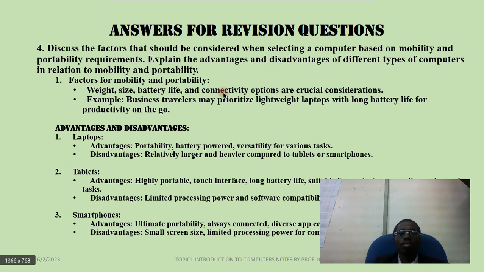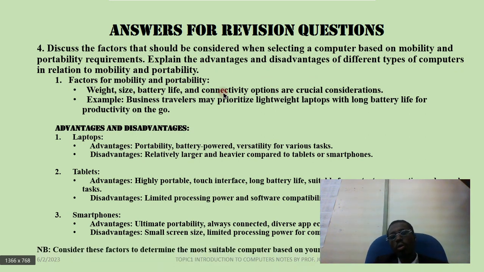Then you talk about smartphones. Everybody here uses a smartphone, and one of the advantages is ultimate portability. The second is that they are always connected, because they can connect to Bluetooth, Wi-Fi and so on. They also have a diverse app ecosystem. You can download any app either in the App Store or through the Google Play Store. Disadvantages: they have small screen size, not like laptops, so sometimes you might not enjoy video well. Limited processing power for complex tasks.